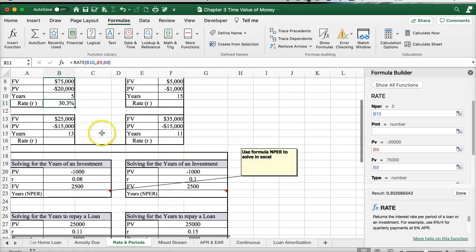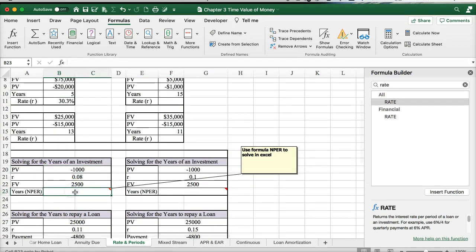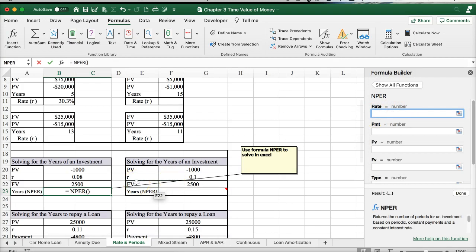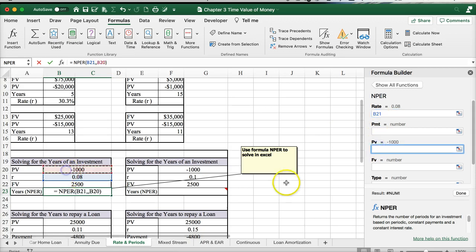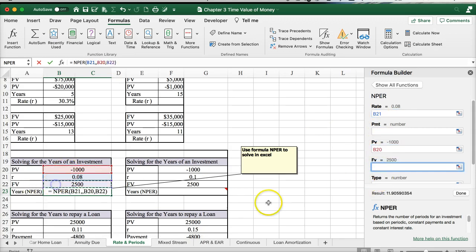Now, if you needed to calculate the number of periods, or the N per, there's a formula called N per that we could use to calculate the number of periods. So here we would put in the rate, and then we would put in the present value and the future value. And it calculates the number of years. So this would be 11.91. And it's just algebra. We have one missing variable, so we use the other 2 or 3 variables to calculate the missing variable. So that's the last thing I wanted to go over.